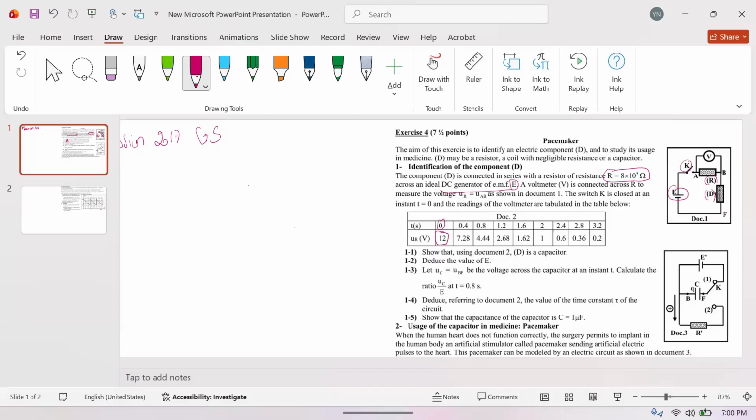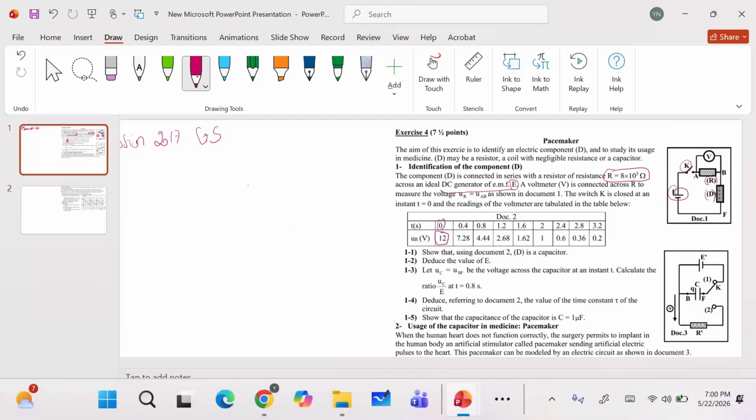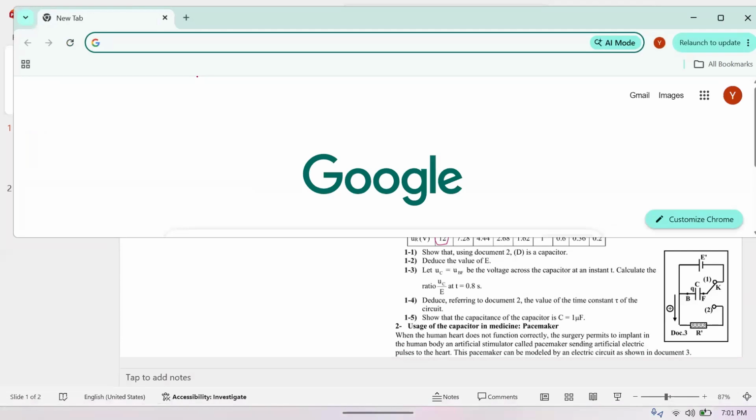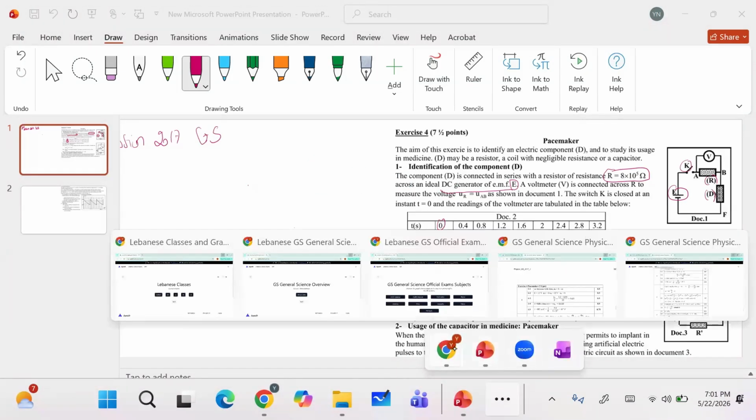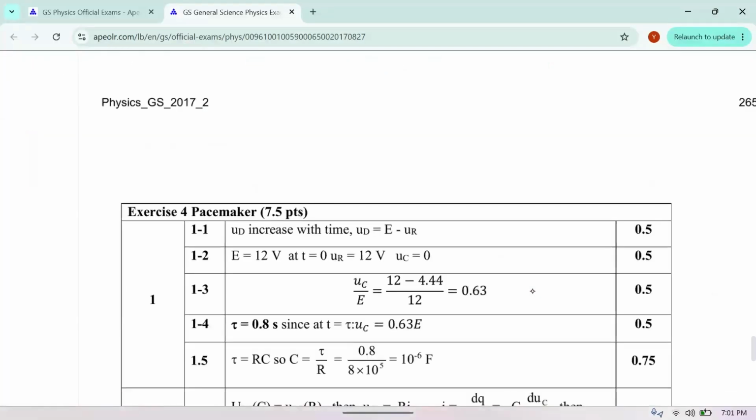How can we show that? In the official exam, they answered that. They simply just said UD increases with time, UD equals E minus UR. Okay.